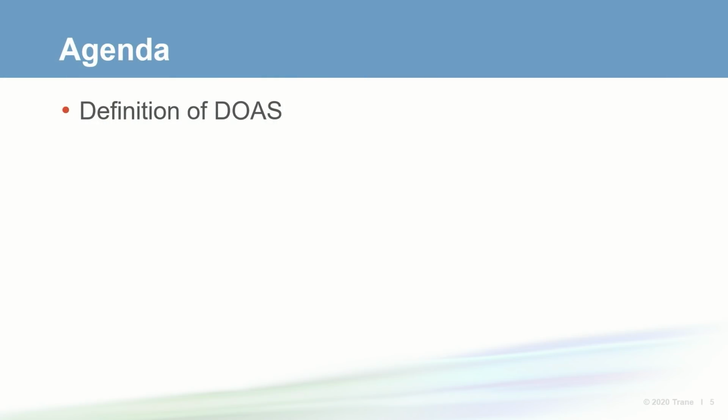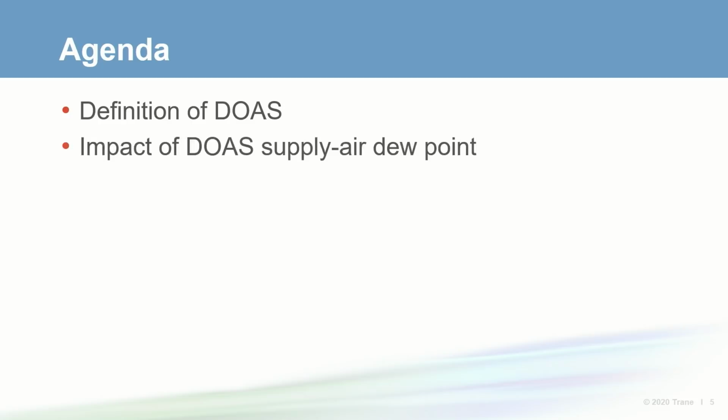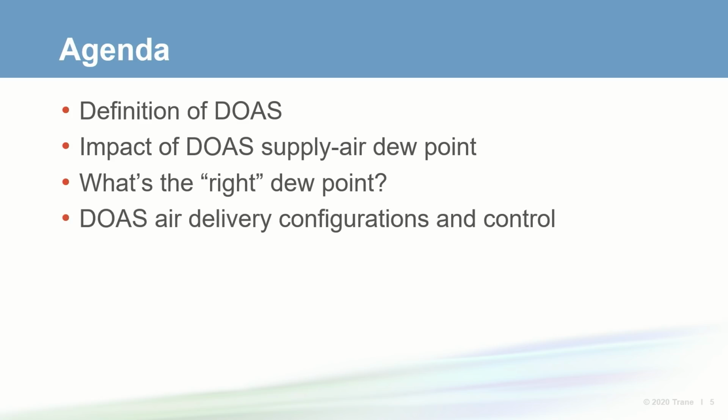On today's program, we'll start by reviewing the definition of a dedicated outdoor air system. Next, using a psychrometric example, we'll demonstrate the impact that the dew point delivered by the dedicated outdoor air unit has on space humidity levels. Then we'll review the process for determining the right supply air dew point for a given application. And finally, we'll discuss various ventilation air delivery configurations and control strategies.